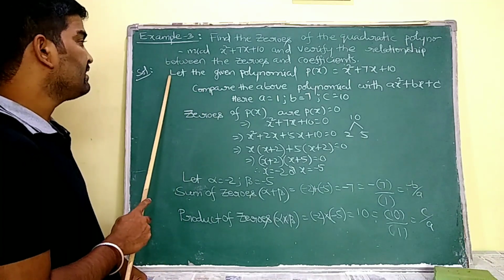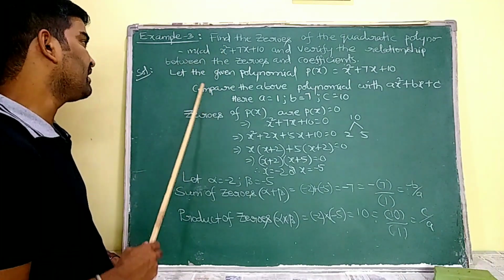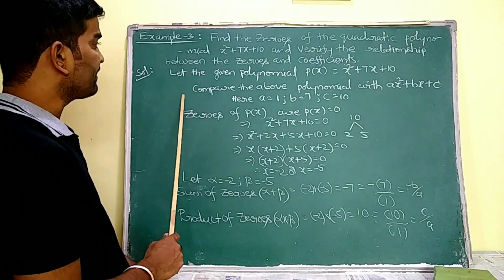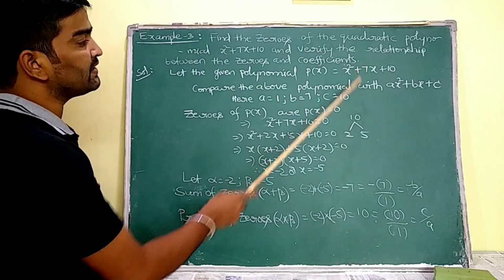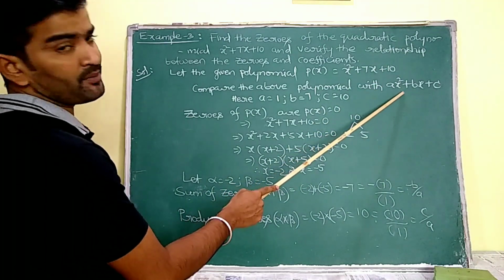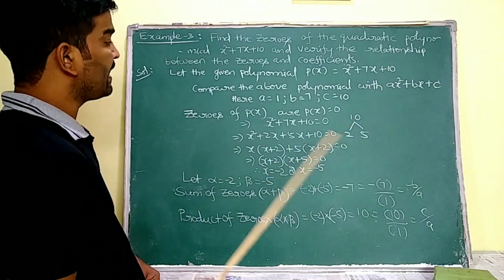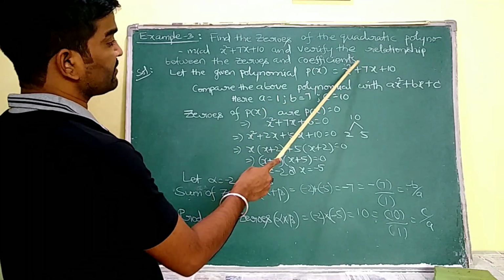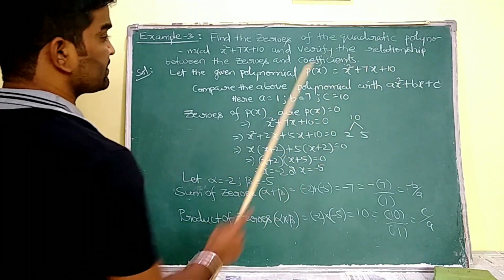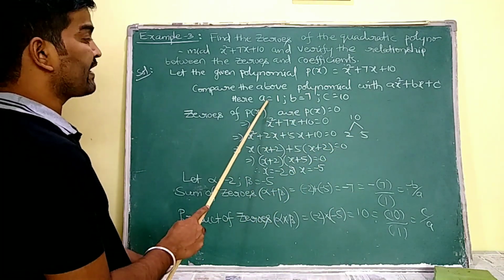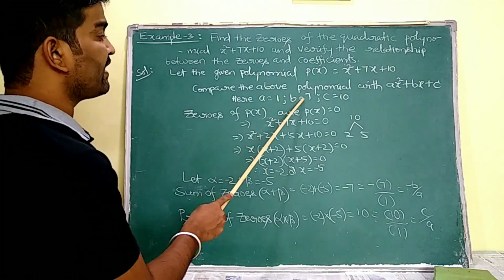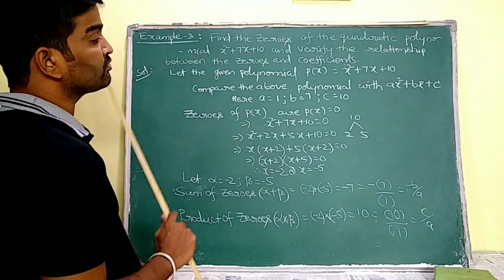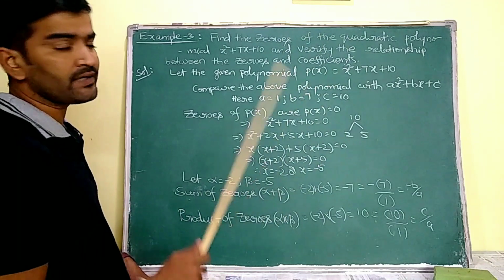Similarly, first we have to write the given polynomial. So let the given polynomial be p of x and we have to compare this polynomial with the standard form of the quadratic polynomial ax square plus bx plus c and write the values here. So by comparing x square plus 7x plus 10 with ax square plus bx plus c, our a value is 1 and b value is 7, c is 10.